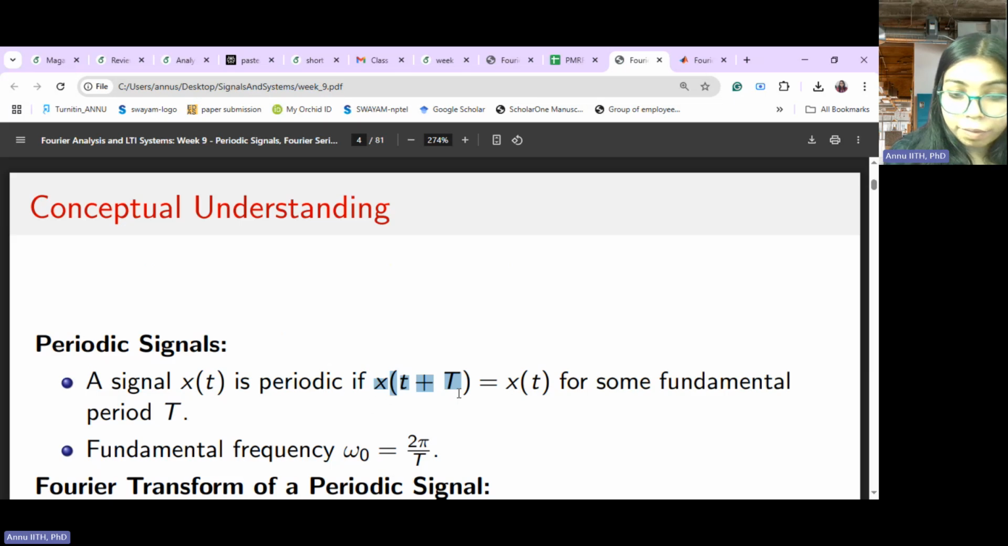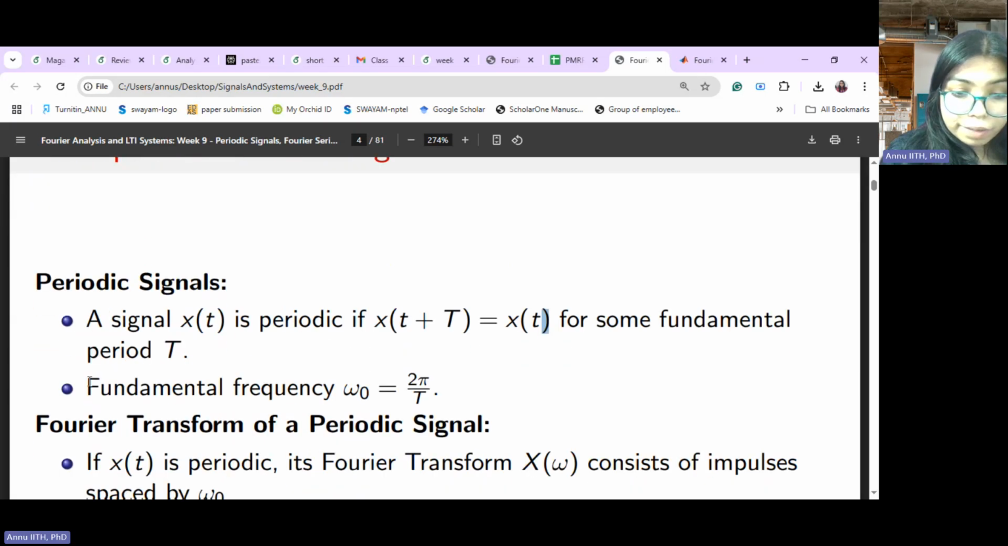Can you give me some names for periodic signals? What do you say? It's sine, cosine. Do you think that tanh is also periodic? It's a question mark for you. Okay, just let me know. And this holds for some fundamental period T.